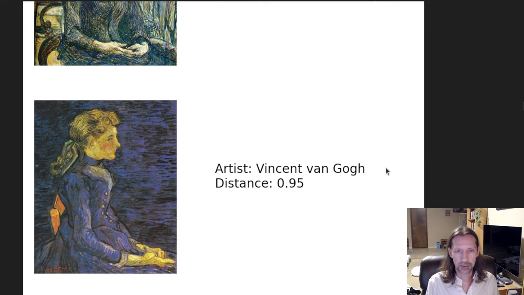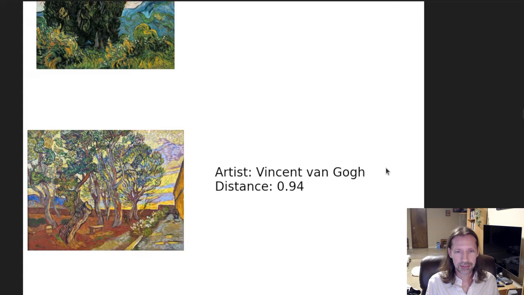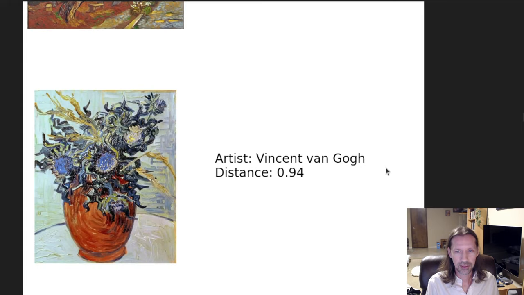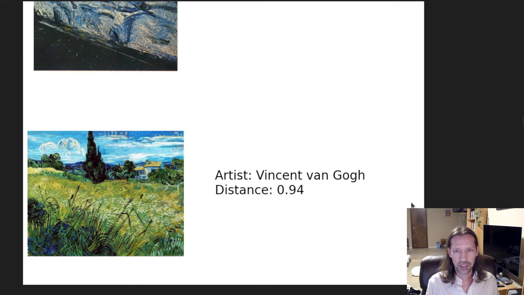And then we get a Van Gogh, and a Van Gogh, and a Van Gogh, and a Van Gogh, and a Van Gogh, Picasso that got lost in the Van Gogh exhibit, and a Van Gogh. So, 8 Van Goghs, 1 Van Gogh doppelganger, and a lost Picasso. Looks like it's working to me.